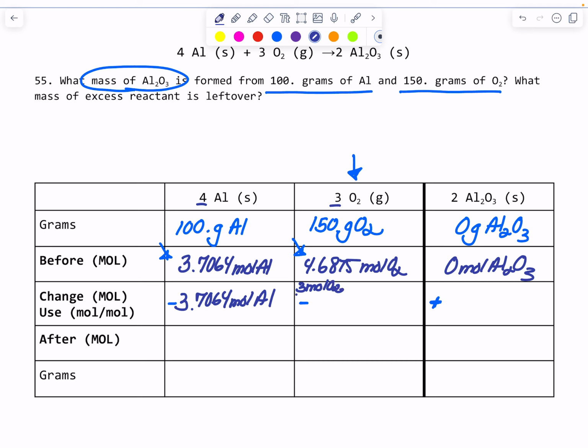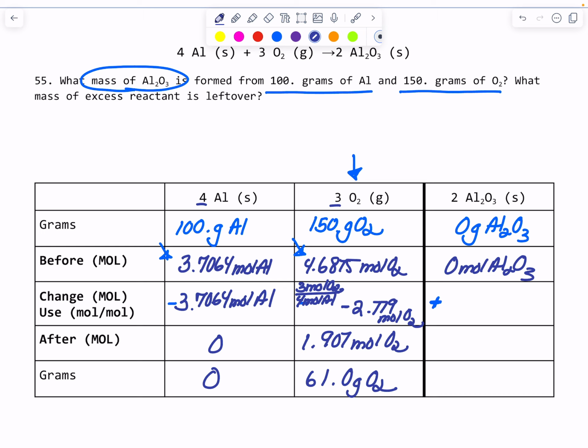Saying that 3 moles of oxygen will require 4 moles of aluminum, and that number that I get is 2.779 moles of oxygen. And I look at that, and I had 4.6, and I'm only using 2.7, so I'm going to have some left over. I have 1.907 moles of oxygen left over, which converting over to grams would be 61.0 grams of oxygen left over. I used up all my aluminum, so I have no aluminum left over.